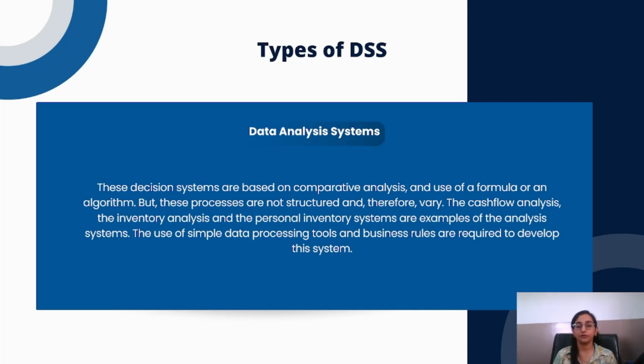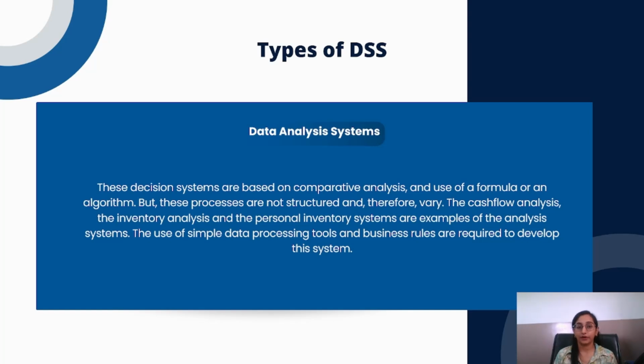enough liquidity for operations. Next point we have inventory analysis, examining inventory levels to optimize stock management and avoid overstocking or stockouts. Next point, personnel information systems, which means managing personal or employee related data such as attendance, performance, and resource allocation. Last point we have tools and business rules, which means developing a data analysis system requires simple data processing tools and business rules.